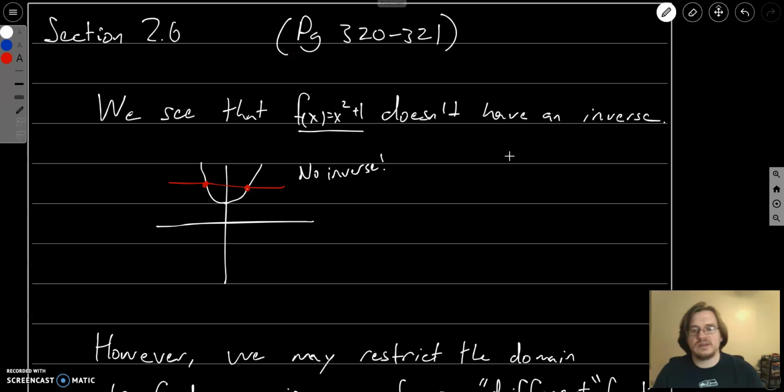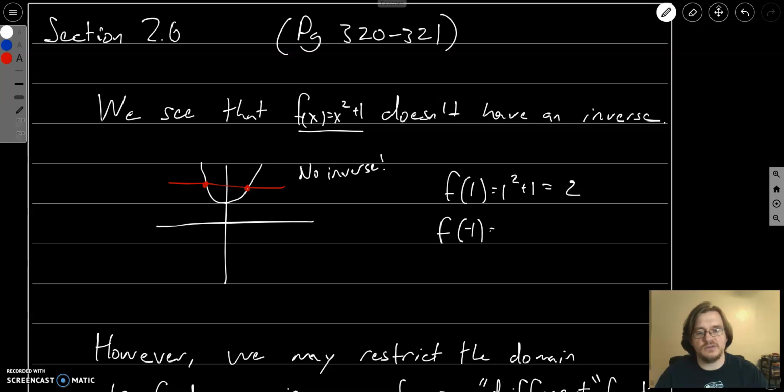The other way to see this is that if you plug in two different numbers into f, you can get the same thing. So for instance, if I plug in 1 into f, I'll get 1 squared plus 1, which is 2. But also, if I plug in negative 1, I will get negative 1 squared plus 1. Negative 1 squared is 1, plus 1 is also 2.